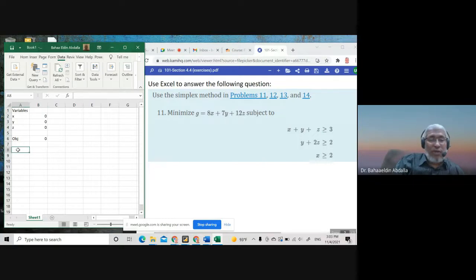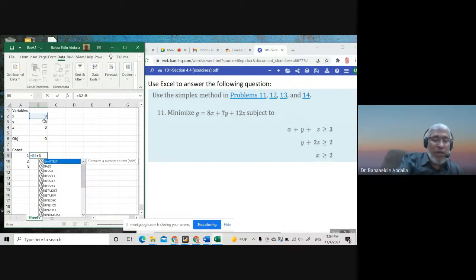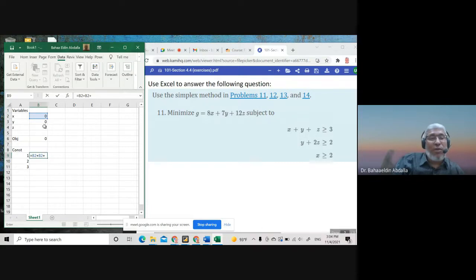Now let us write the constraints. So constraints, and we have how many? 3. So 1, 2, 3. And what are the constraints? The first one, you write it as an equation equals x. So this is x plus y. No, not z, y. Okay. So let me say b2. Okay. Plus b3.